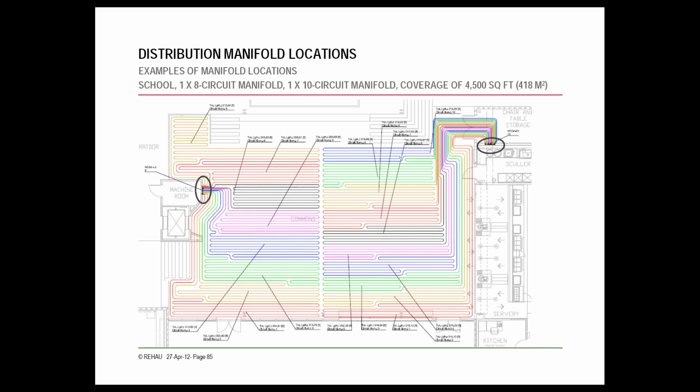It's very common to do 1 manifold per zone where the zone allows. Obviously, if it gets to a certain square footage, like this zone, they've split in 2 because it was 4,500 square feet. The amount of manifold locations are going to be determined obviously by how many circuits you have, but also by how much space the architect is giving you.